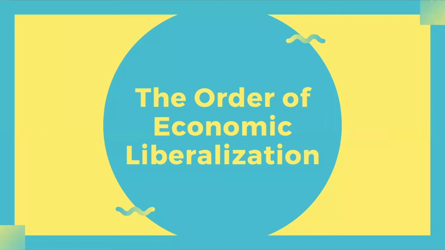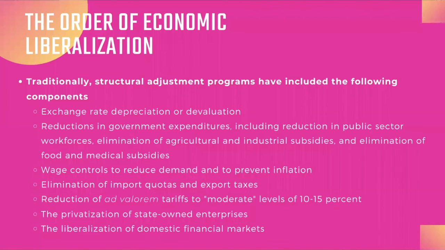The order of economic liberalization. Traditionally, structural adjustment programs have included the following components. First, exchange rate depreciation or devaluation; reductions in government expenditures, including reduction in public sector workforces; elimination of agricultural and industrial subsidies, and elimination of food and medical subsidies; and wage controls to reduce demand and to prevent inflation.